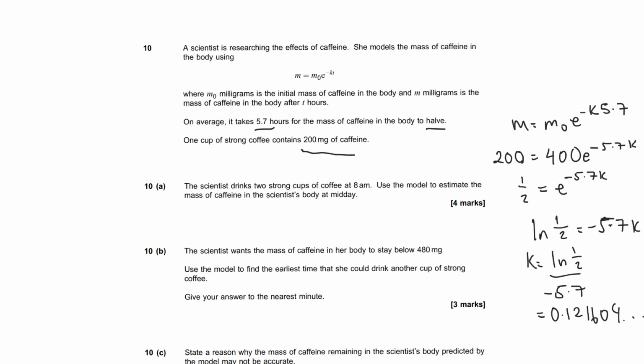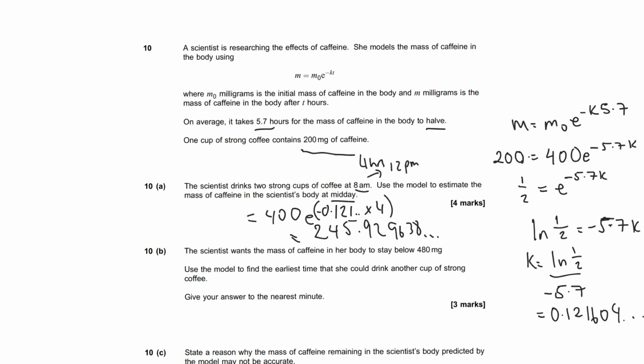So now we know what k is, we can substitute that value of k into where we're working out what the mass would be at midday for two cups of coffee. If one strong cup of coffee was 200 milligrams, then in two strong cups there'll be 400 milligrams. So that would be our initial starting point. And then e to the power of minus 0.1216, so that's the k, times our value of t, which if you're going from 8 a.m. to midday, aka 12 p.m., is 4 hours. Put that into your calculator and that would leave you with 245.929638, which would round to 246 milligrams of caffeine.